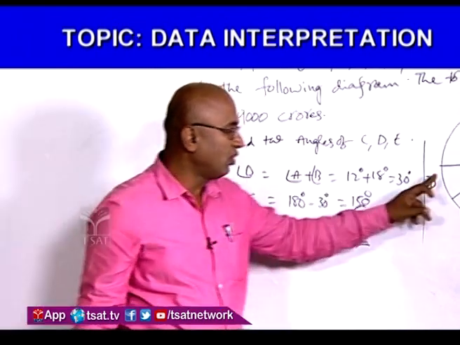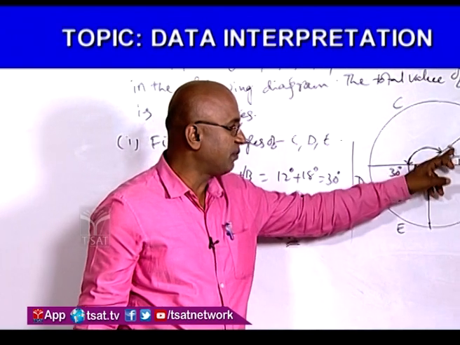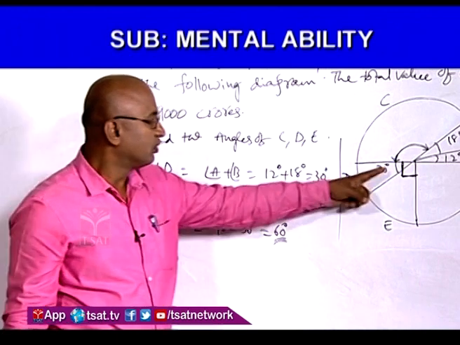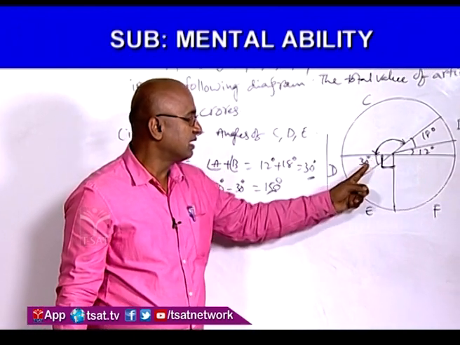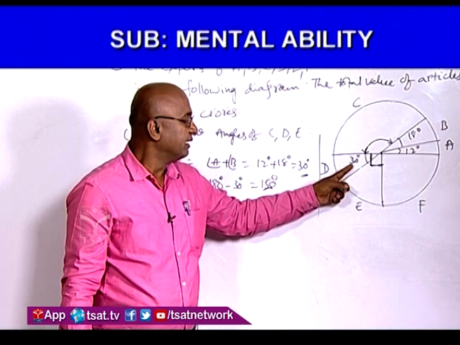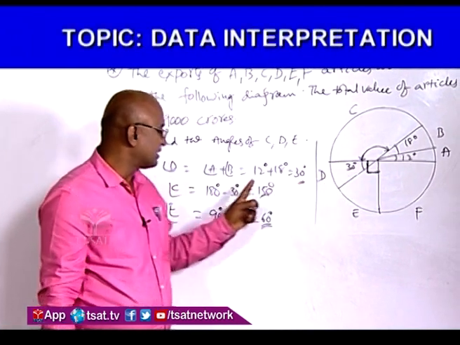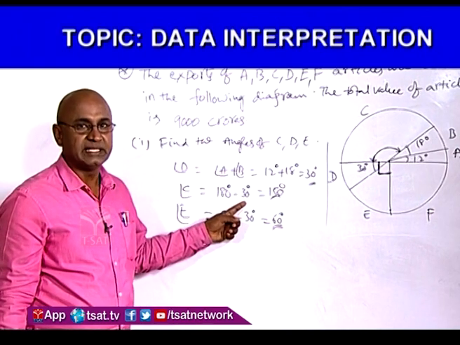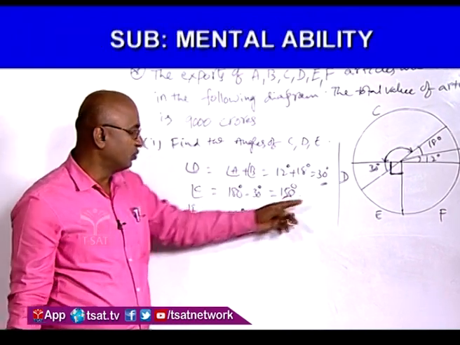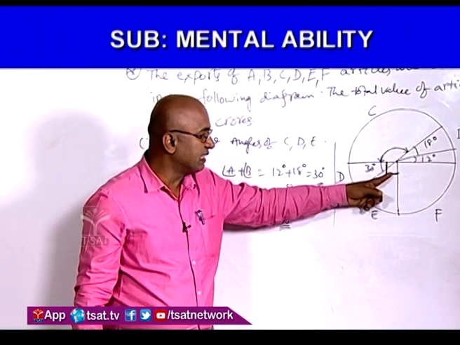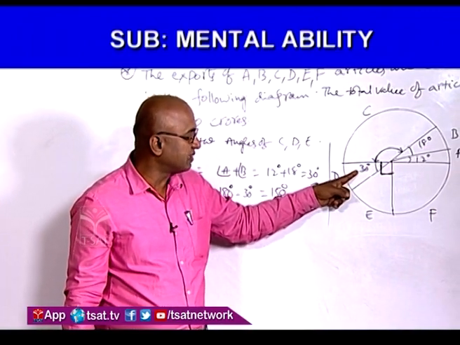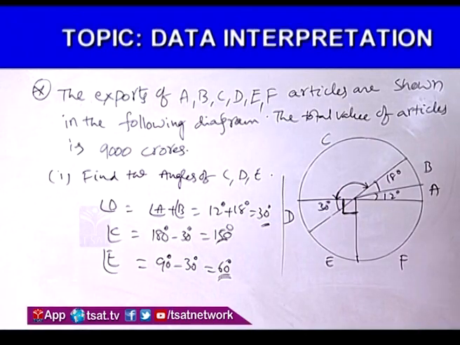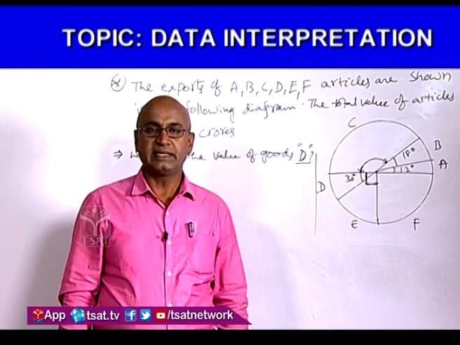So find the angles. Angle D is equal to, opposite angles are same, that is why angle A plus angle B, 12 plus 18, 30. And angle C is equal to total angle 180 degrees, out of them it is 30 degrees. 180 degrees minus 30 degrees will give you the angle C, that is equal to 150 degrees. Now angle E is equal to, quarter circle is 90 degrees. Now this value is 30 degrees and this value is angle E, the remaining angle. 90 minus 30 will give you 60 degrees. Next question.